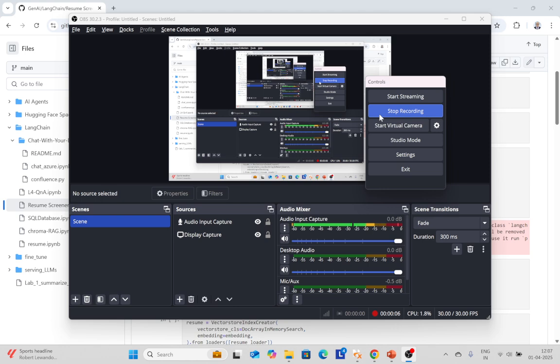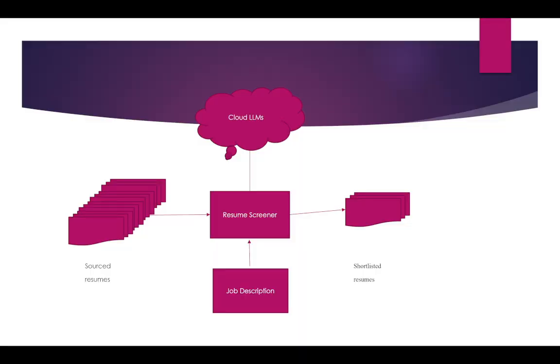This is one of the hands-on videos. So for this particular video, we saw one of the design patterns in AI agents called RAG, Retrieval Augmented Generation. In this video, we are going to develop a use case for RAG called resume screener.